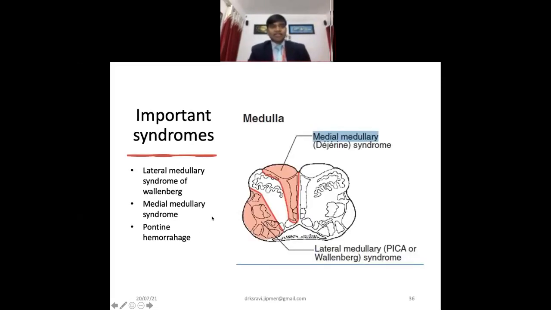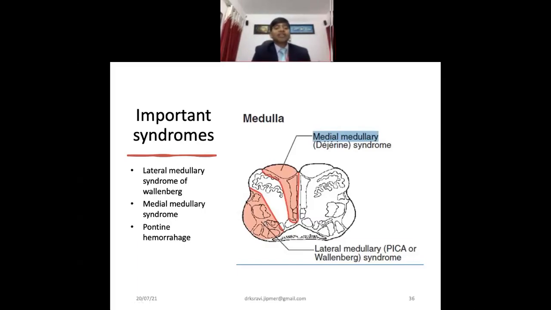So if you can appreciate over here, these are the clinical aspects, the applied aspect related to this. There is a lateral medullary syndrome, we say. If you see over here, in the lateral medullary syndrome, this region will be affected. This is because the posterior inferior cerebellar artery gets injured. It is also called the Wallenberg syndrome, and it is because of the thrombosis of the posterior inferior cerebellar artery, which supplies the dorsolateral part of the medulla and the inferior surface of the cerebellum.